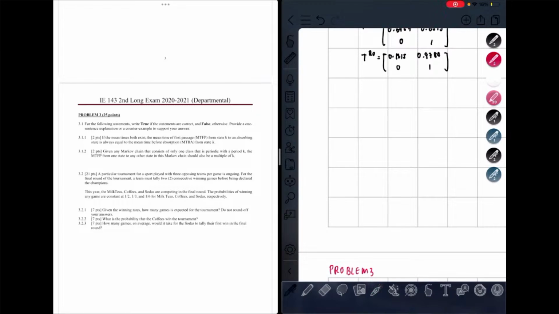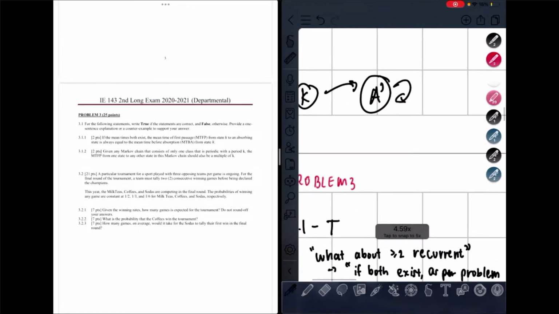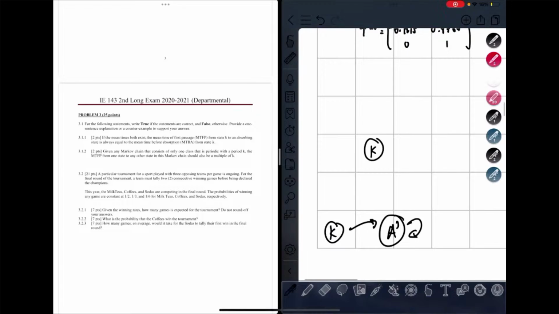So it's like you have K, and then you have some state A prime that's absorbing. Like there's a whole Markov chain in between. Pero yan. Is the mean first passage time to that state the same as the mean time before absorption? The answer is true. One potential concern is that what if dalawa yung recurrent? Because if you think about it, pwede kasing may state K ka dito. You have state A, which is recurrent, which is an absorbing state. And then you have state B, which is also an absorbing state.